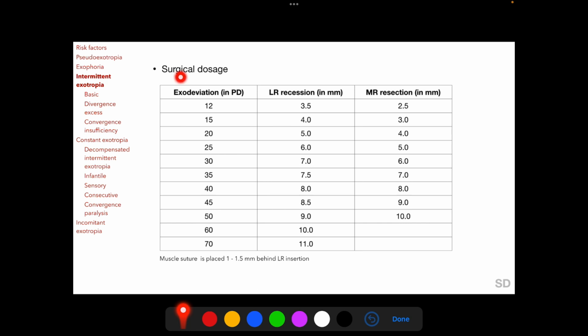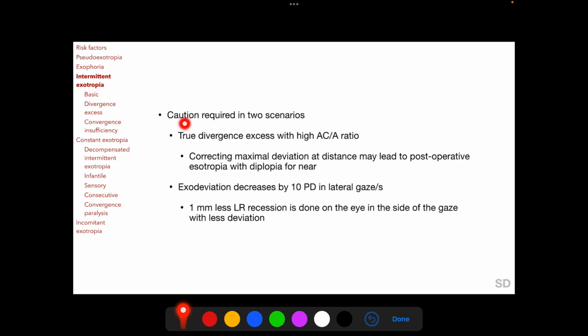So we have a surgical dosage chart for correcting exodeviations also, in which the amount of lateral rectus resection required in millimeters and the amount of medial rectus resection required in millimeters are given for corresponding amounts of exodeviation measured in prism diopters. Caution is required in 2 scenarios of intermittent exotropia undergoing surgical correction of their exodeviation.